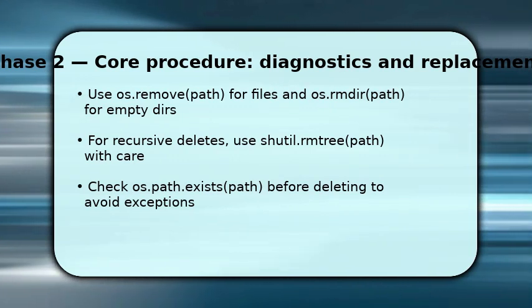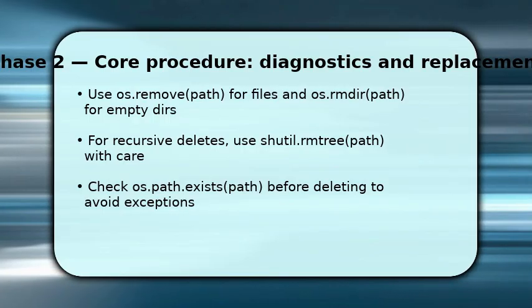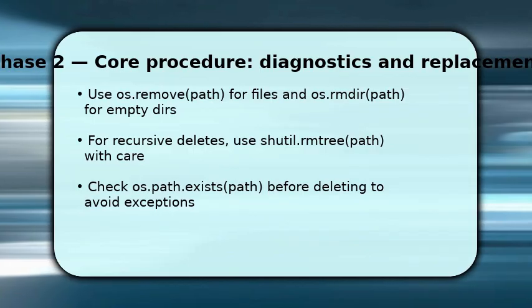Check existence with os.path.exists(path) to avoid exceptions, then call os.remove(path) for a file. If the target is a non-empty directory, use shutil.rmtree(path), but pause, this permanently removes contents.